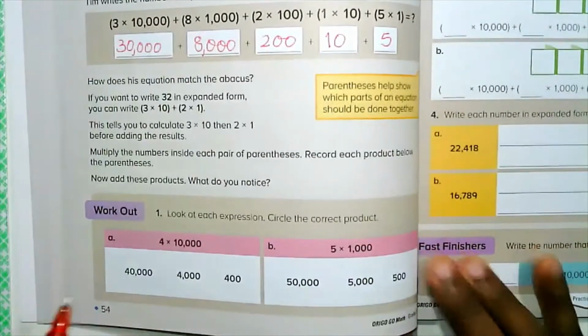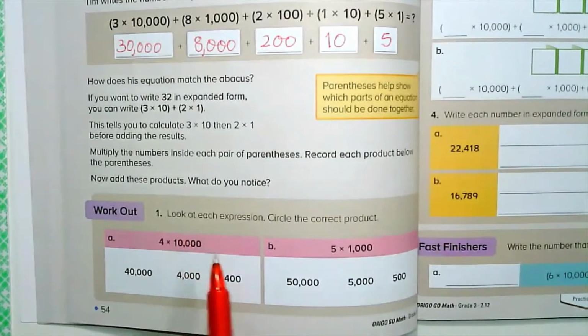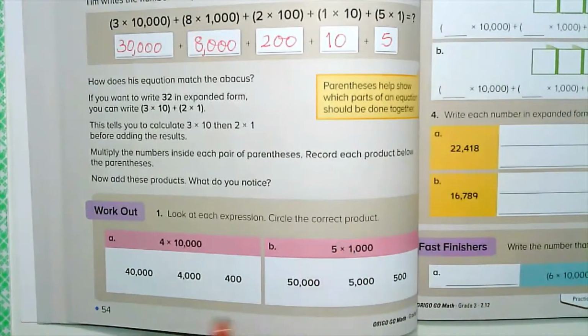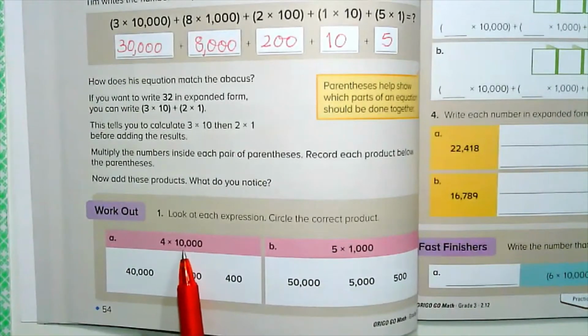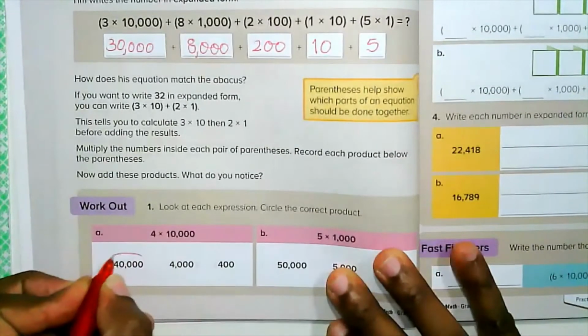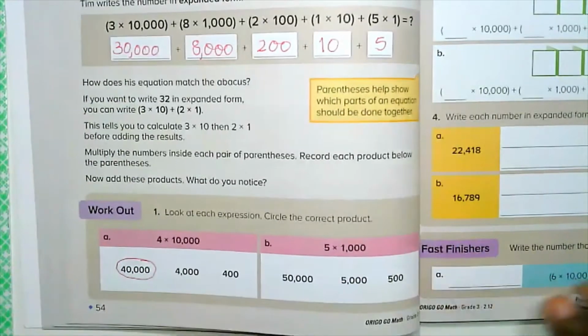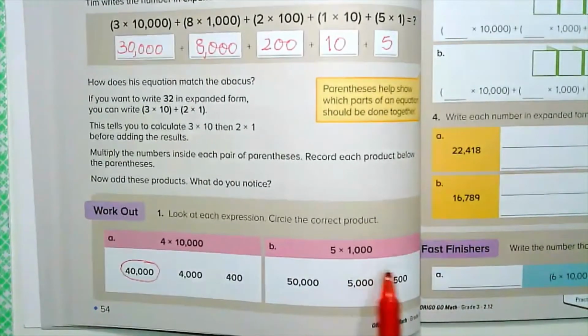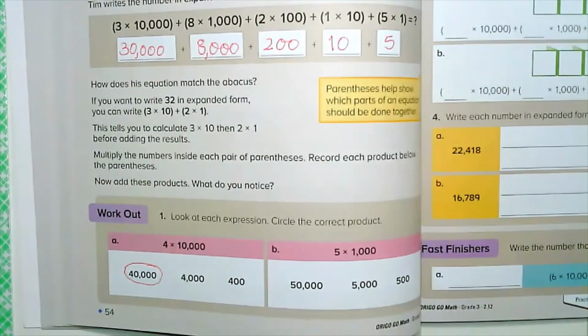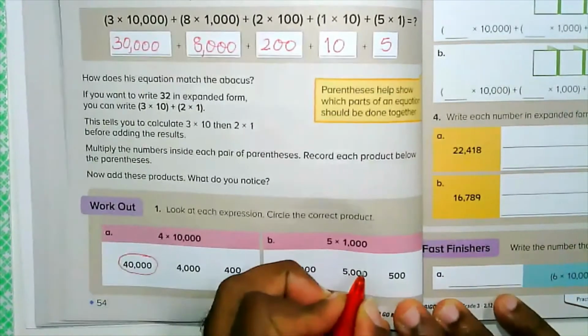Now let's take a look at the workout. Look at each expression. Circle the correct product. 4 times 10,000. Is it 40,000, 4,000, or 400? That's correct, 40,000. So we circle 40,000. Part B, 5 times 1,000. Is it 50,000, 5,000, or 500? 5,000, that's correct.